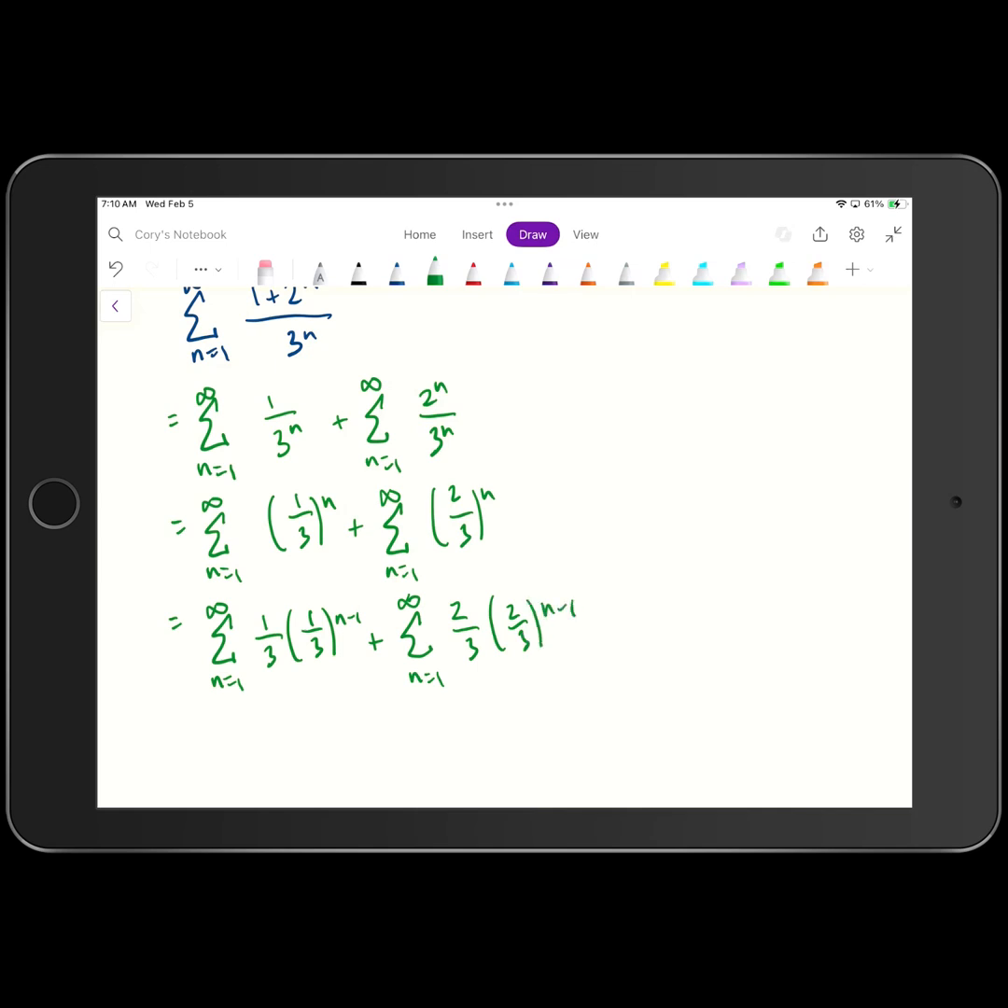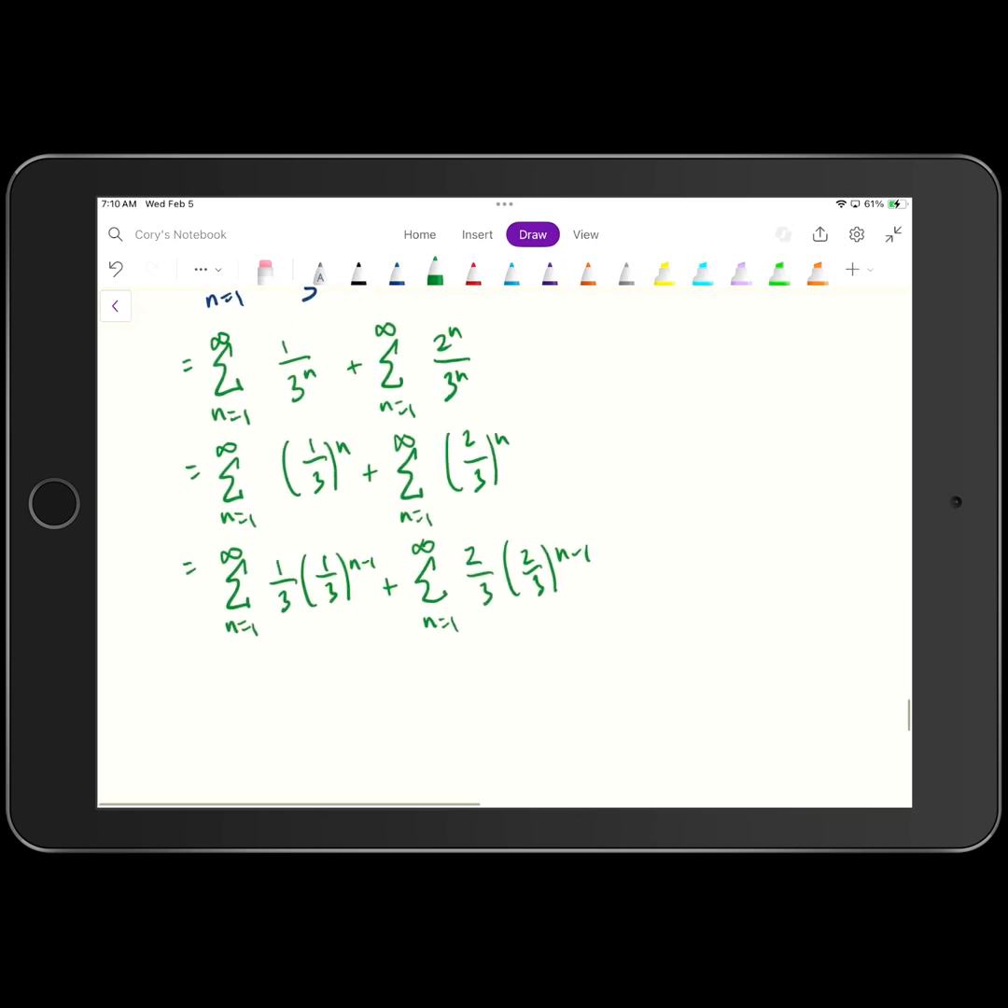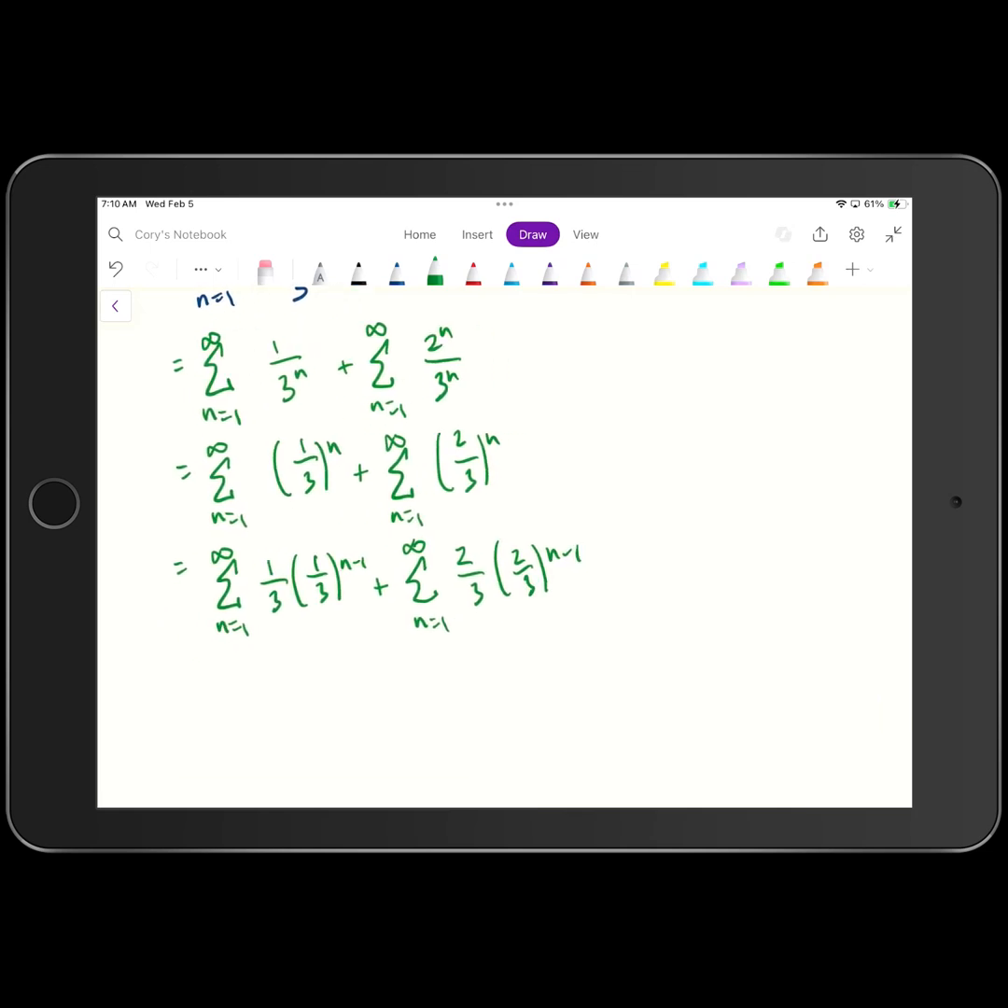And then what I'm going to do is determine the convergence or divergence of each of those series. Okay, so the first series converges by the geometric series test because the absolute value of 1/3 is less than 1. The second series also converges by the geometric series test because the absolute value of its ratio, 2/3, is also less than 1.